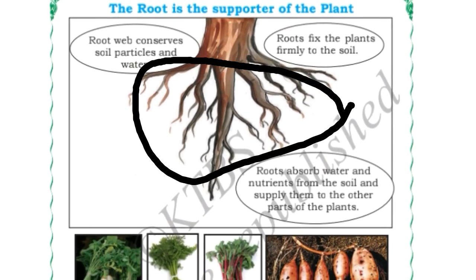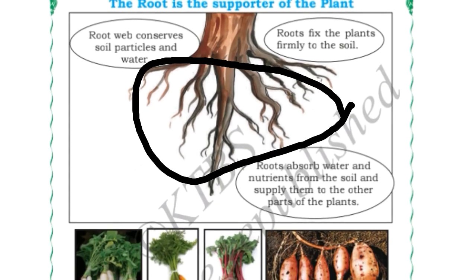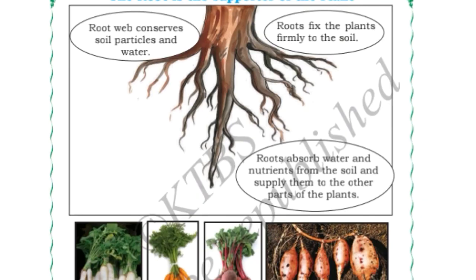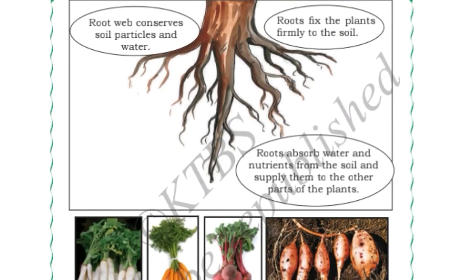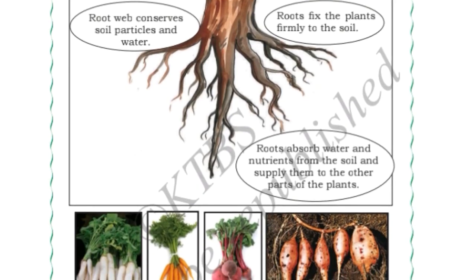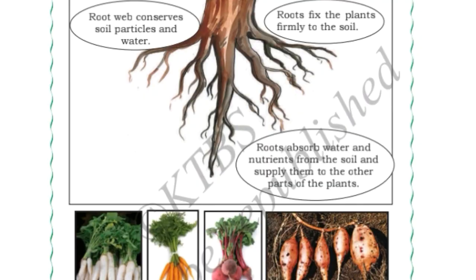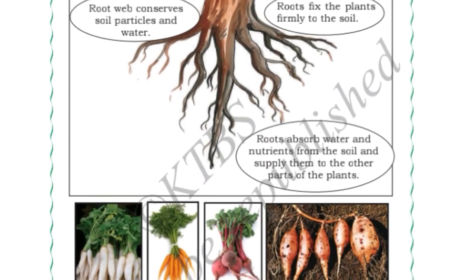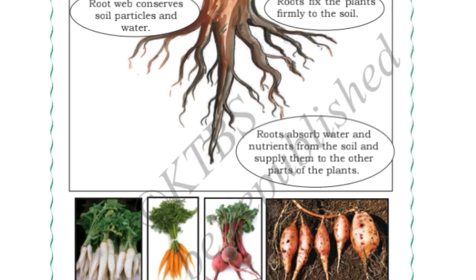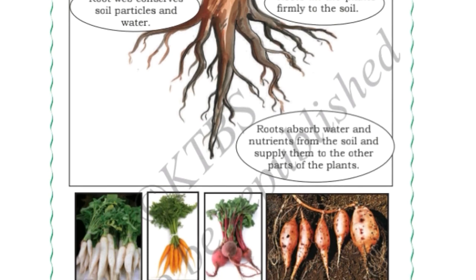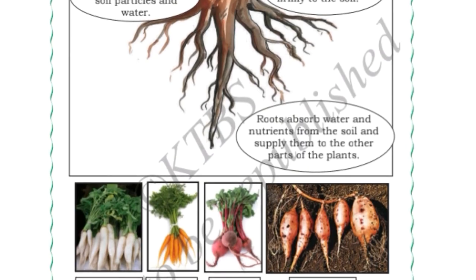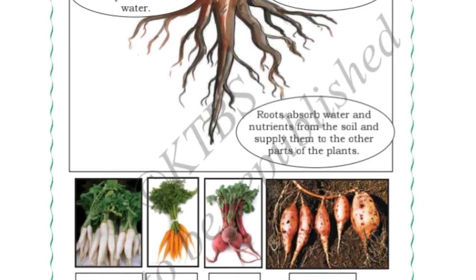It conserves soil particles and water. Roots fix the plant firmly to the soil, okay, and roots absorb water and nutrients from the soil and supply them to the other parts of the plant. As I have told you, roots absorb all the water, minerals and nutrients from the soil, and they are supplied to the other parts of the plant, okay.